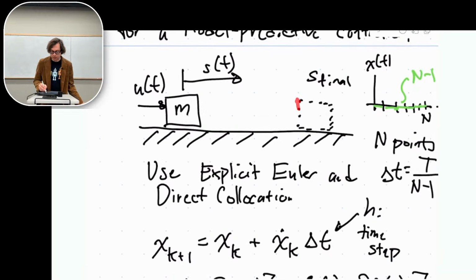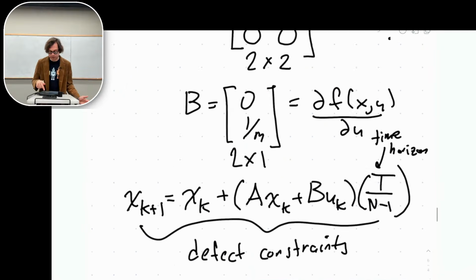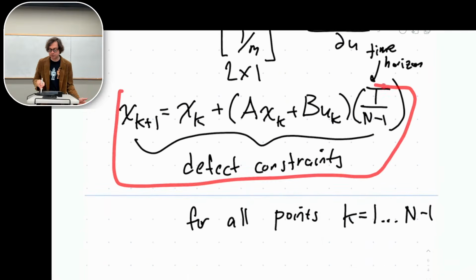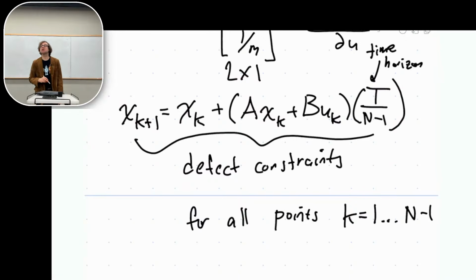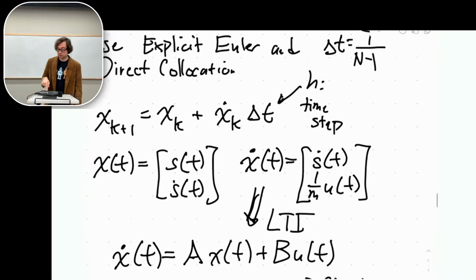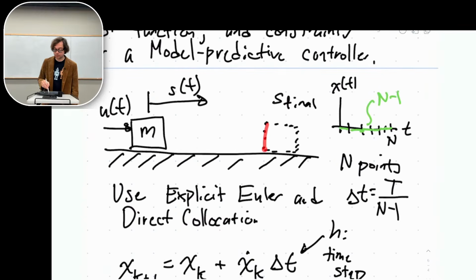How do we tell the block to go where we want it to go? Right now, we told it what its physics are. That's what the defect constraint does. It says, hey, these are your physics. Obey physics, please. I agree. Obey physics. We got to tell it to go somewhere.